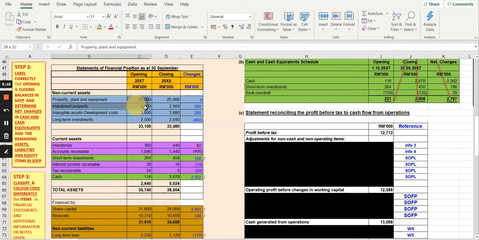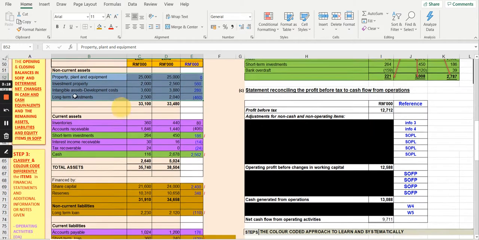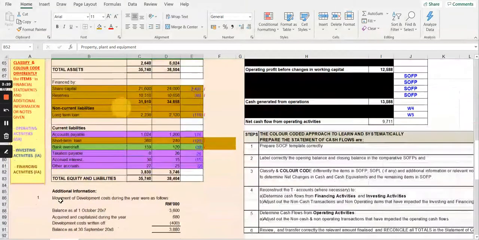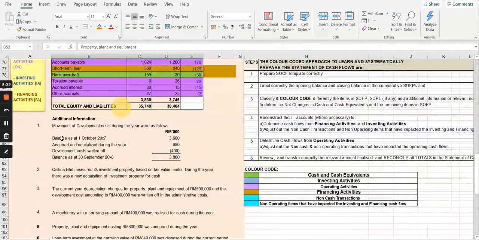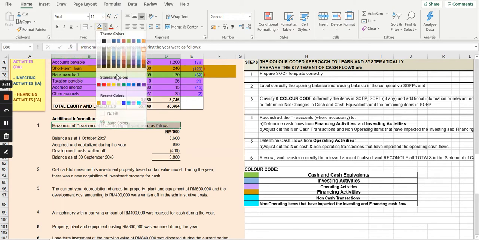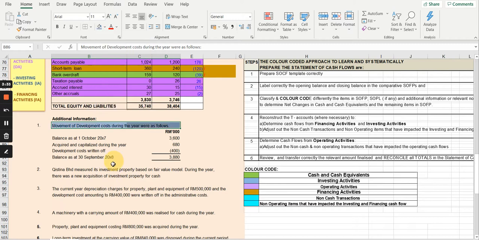So if you look at the information here, you can see that the details of your non-current asset is given here. However, to support the information, you are given the additional information at the bottom here. So the first information here is on development cost, which is under intangible assets. So these are information that relates to your items which are investing activities. These are also things that will relate to investing activities, because our target is to find out what are the cash outflows or cash inflows in the development cost.